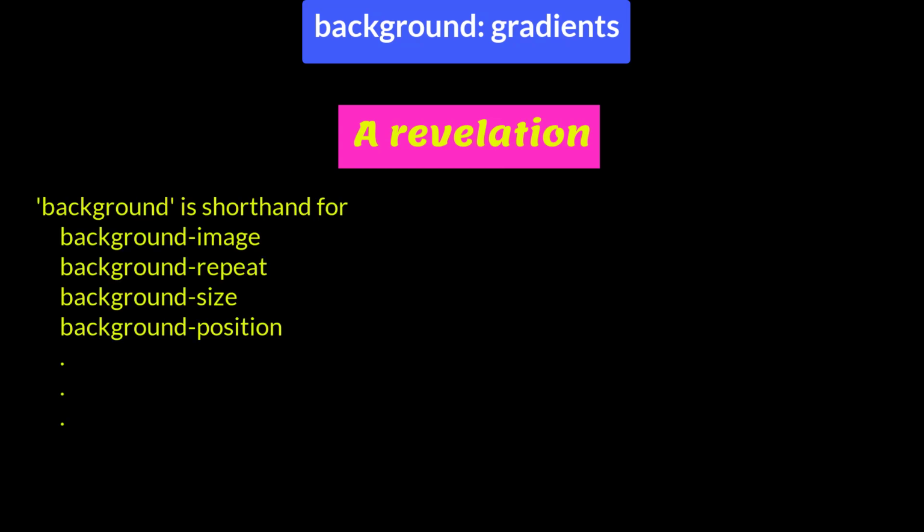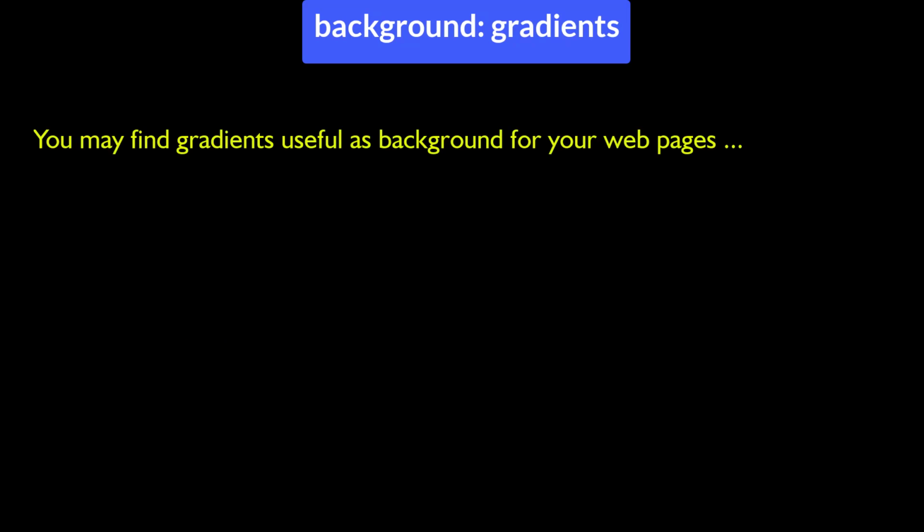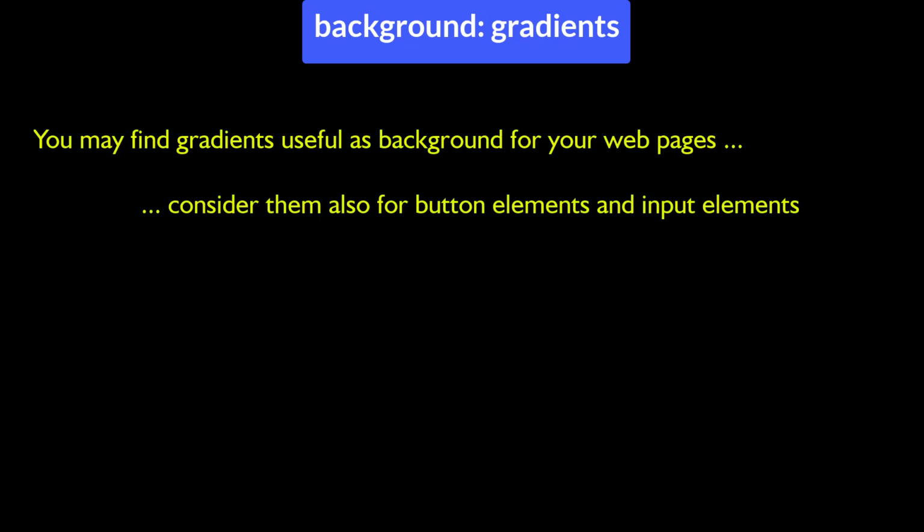A revelation. You might be surprised to find out, see the next lesson, that background is really a shorthand for a whole slew of properties related to the backgrounds of elements, and that gradients are considered images. So you could code background-image: linear-gradient(yellow, blue). Lots more options coming up. You may well find some of the gradient features we've discussed useful for the background of your web pages, but in any case, consider using these gradients for smaller items like button elements or input elements.